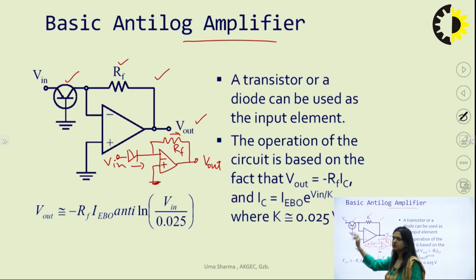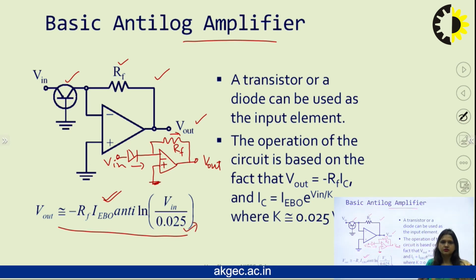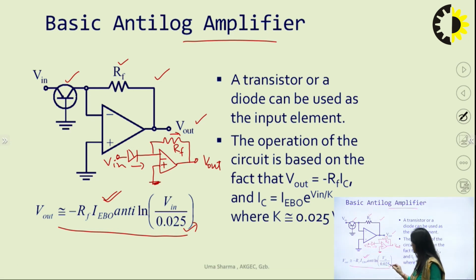Here we have used the transistor, and the output expression of the anti-log amplifier can be given by this equation. Here also you can see that there is an effect of the reverse saturation current of the transistor, that is IEBO, and obviously this 0.25 represents VT, the thermal voltage. The thermal voltage again depends on the temperature. This expression is basically KT by Q.